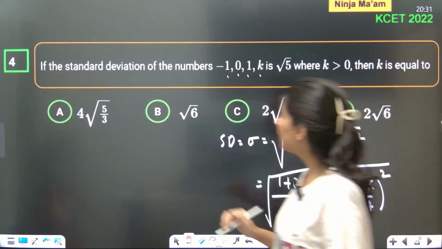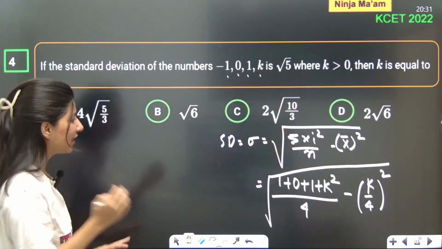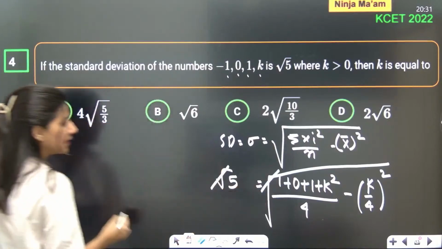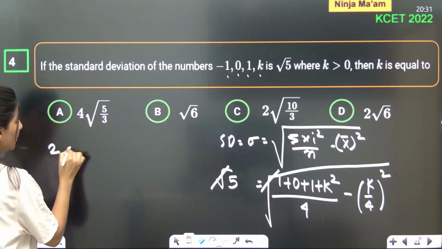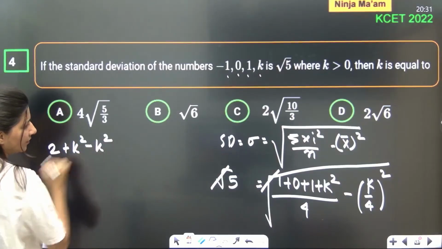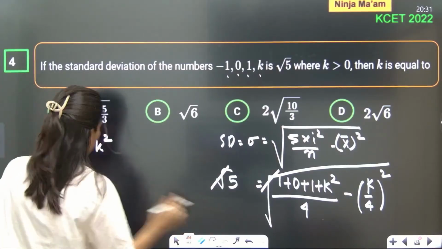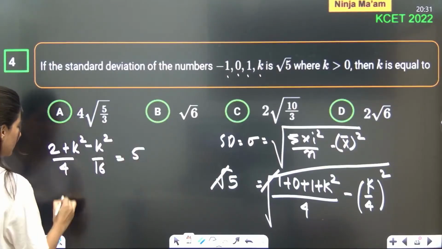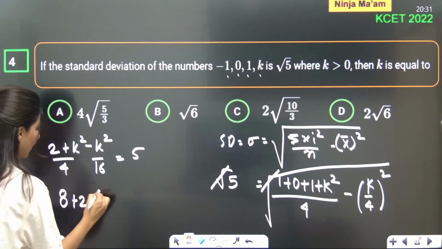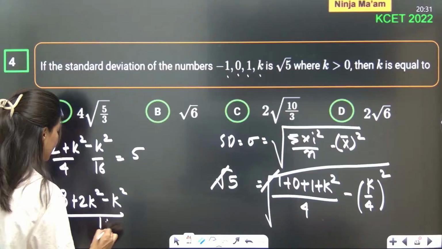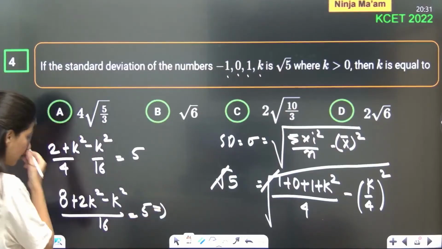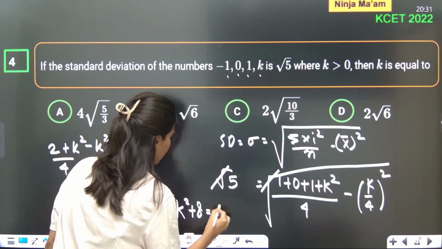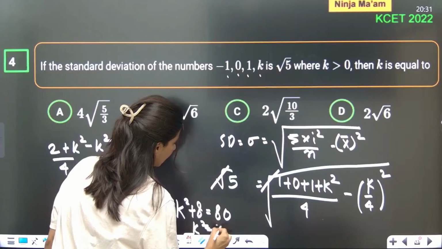Okay, all right. Now standard deviation is root 5. As per the question, this is root 5. Square root cancels out. So you're going to get 1 plus 1, 2 plus k square minus k square, upon 4, this is upon 16, is equal to 5. Now if you take LCM, this is 8 plus 2k square minus k square upon 16 is equal to 5. This implies k square plus 8 is equal to 80. So k square is nothing but 72.